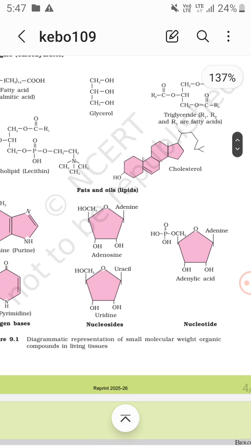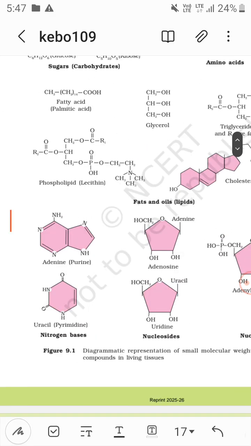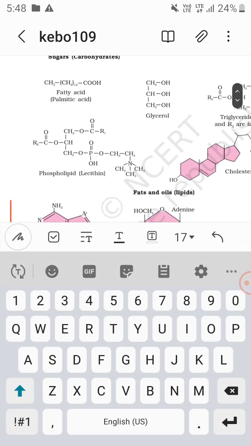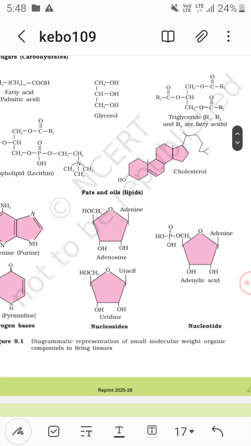And fats and oils, these are lipids. Like cholesterol, it is a steroid kind of thing, and this sterol is also a kind of lipid.